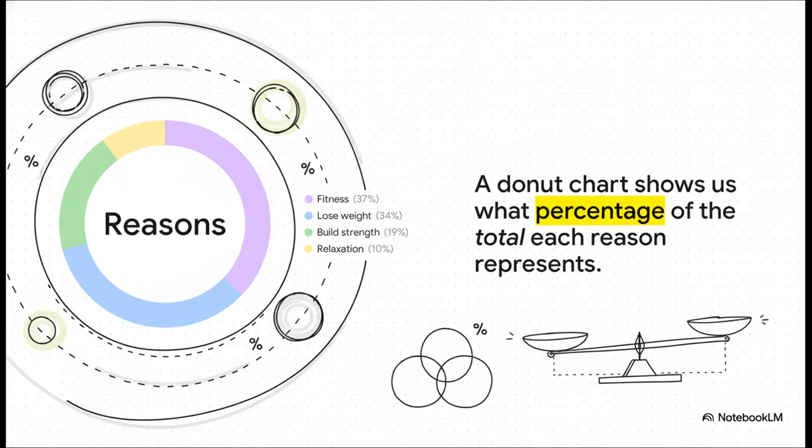Okay, now let's slice up this same data a different way. A donut chart like this isn't really about the raw counts. It's all about the proportions. It's about what piece of the pie each reason takes up. And what you see here is that fitness and losing weight aren't just the top two. Wow. Together, they account for more than 70% of all the reasons people visit. Now that is a huge insight if you're running this gym.